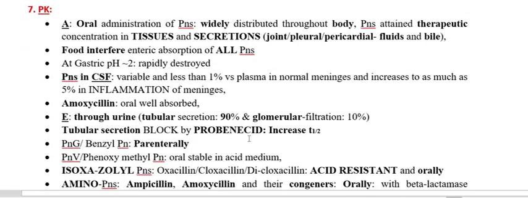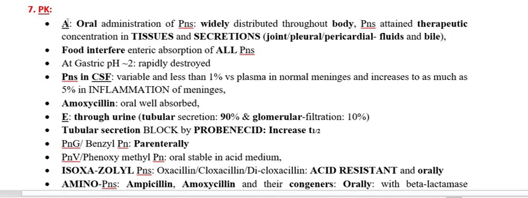Now we have to go through the pharmacokinetic properties of the penicillin. As far as penicillin pharmacokinetic property is concerned, most of the penicillins are orally administrable, except a few like penicillin G. Penicillin G is not going to be administered through the oral route. Why? Because, as I earlier mentioned, penicillin G is destroyed by the stomach acid. So this is acid labile.